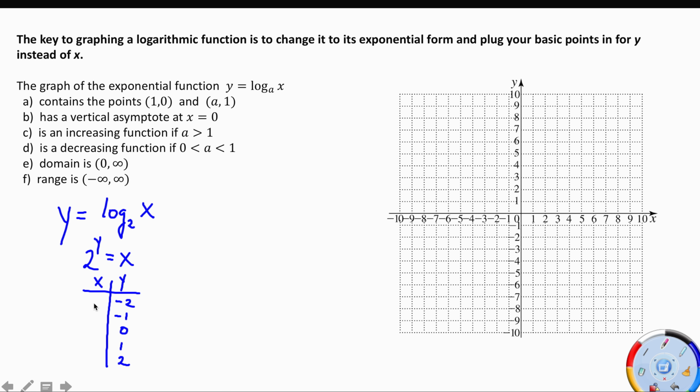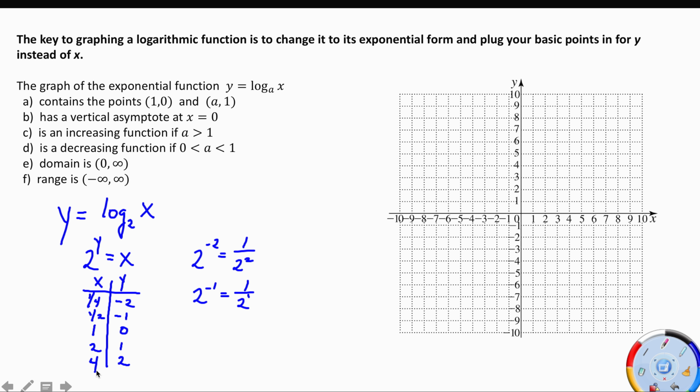If I put a negative 2 over here, I still wouldn't be able to solve that. 2 to what power is negative 2? But if I plug my values into my y, 2 to the negative 2, remember 2 to the negative 2 is 1 over 2 to the positive 2, so 1/4. 2 to the negative 1 is 1 over 2 to the positive 1, or 1/2. 2 to the 0, anything to the 0 power is 1. 2 to the 1 is 2.